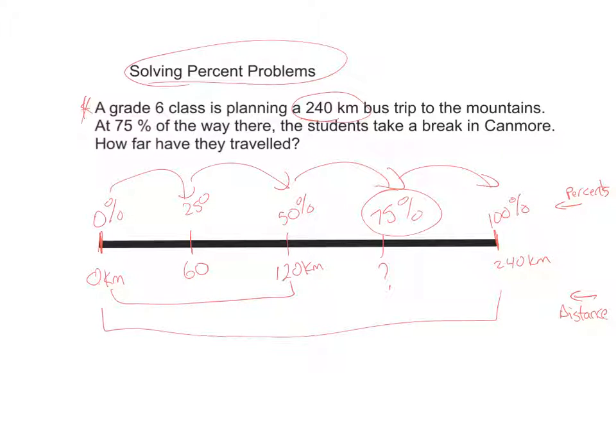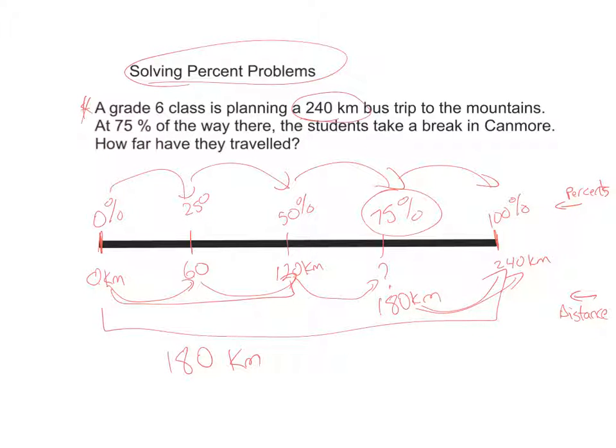And when we do that, you can see our distance goes up by 60s. So 60, 120. The next one is 180 kilometers. And then the last one gets them to 240 kilometers. So how far have they traveled? They have traveled 180 kilometers when they arrive in Canmore. How much do they have left? They've only got 60 kilometers left.